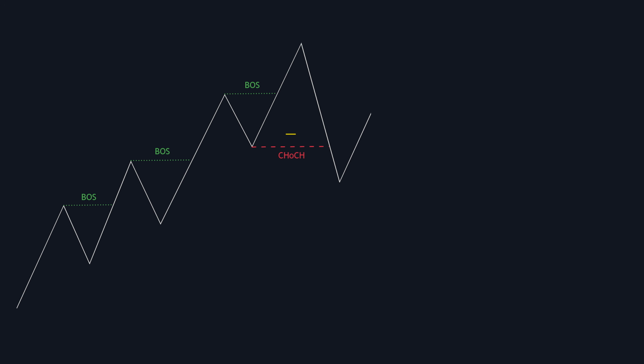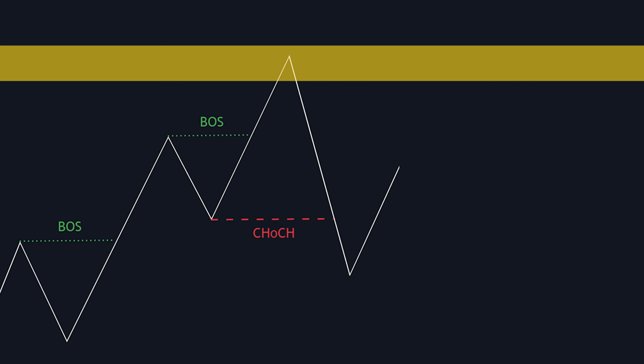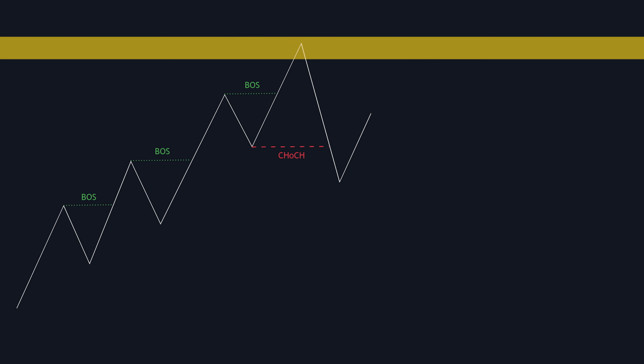Picture it like this. A kite. Yeah, it's pretty good at flying. That is like the change of character by itself. It gets the job done, but it's still a kite in the end. But if you grab that same change of character and add a strong area of interest to it, that kite turns into an F-16 fighter jet. Big difference.